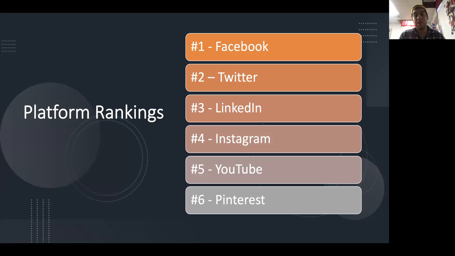Now, ranking these platforms. Number one, I put Facebook. Number two is Twitter. Number three is LinkedIn. Four is Instagram. Five is YouTube, and six is Pinterest. Number one is self-explanatory. For our campaign, it's just the best because it's where most of our target audience is. Honestly, I rank these in the order of where our target audience is mostly at and where we get the most interaction, from the best all the way to the least interaction.